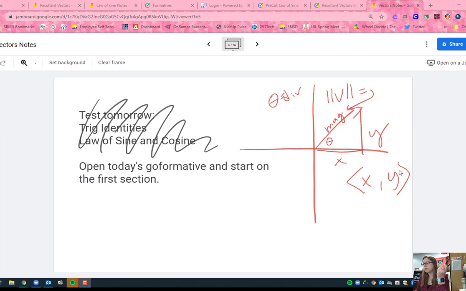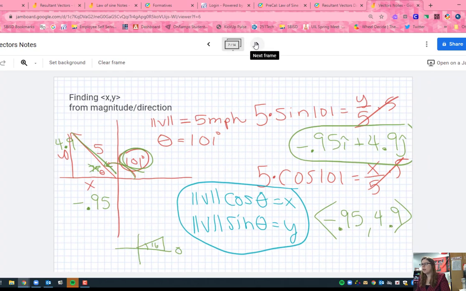And so the way you can write this is x, y, or you can write this as a number i hat plus a number j hat. And so i hat and j hat are just x and y, just written a little bit differently. And so here, when we're going from x and y, or finding x and y from the magnitude and the direction, here is your formula for that.